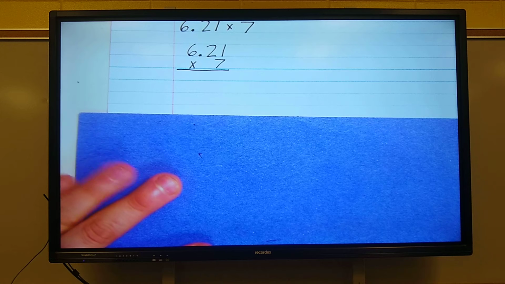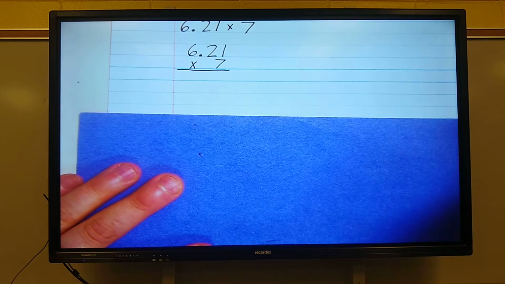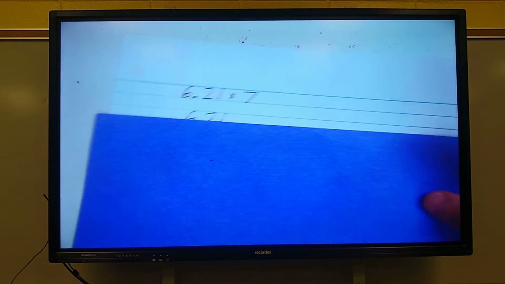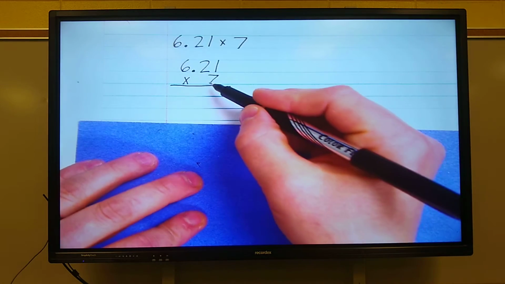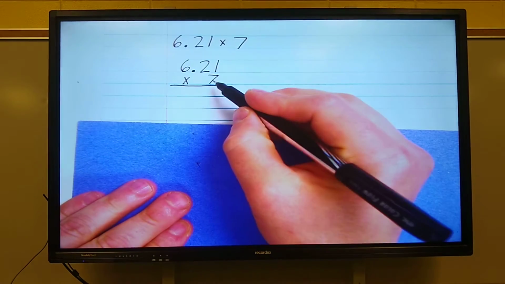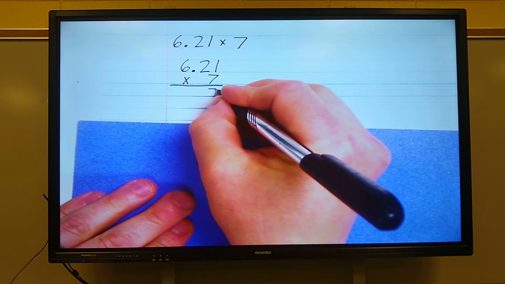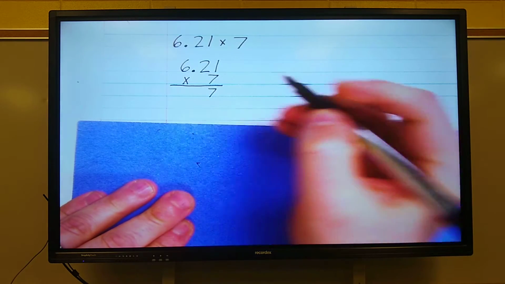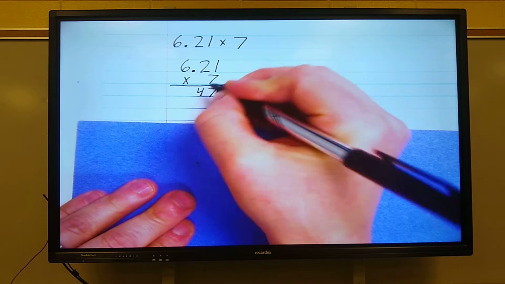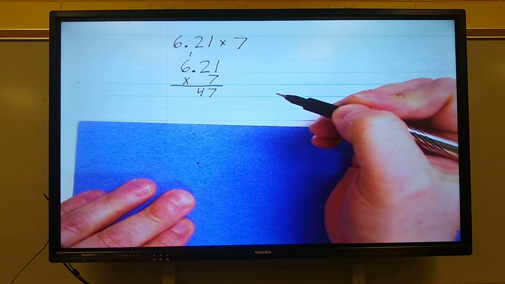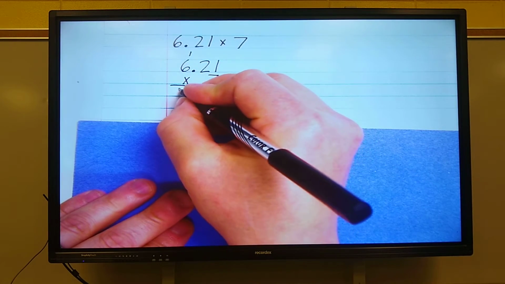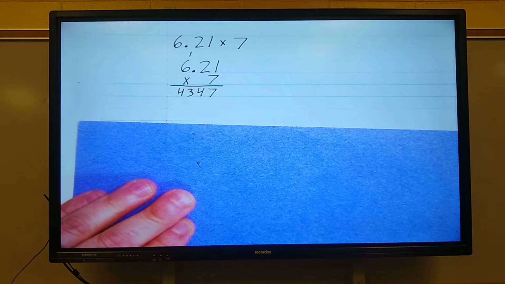Step number one, I just simply multiply, like we did last week. 7 times 1 is 7. 7 times 2 is 14. Bring down the 4, carry the 1. 7 times 6 is 42, plus 1 is 43. I don't have any more digits, so I'm finished with my multiply.